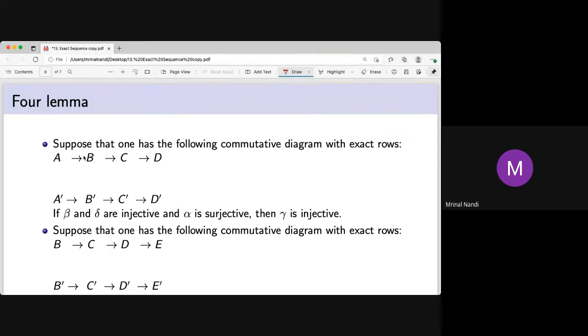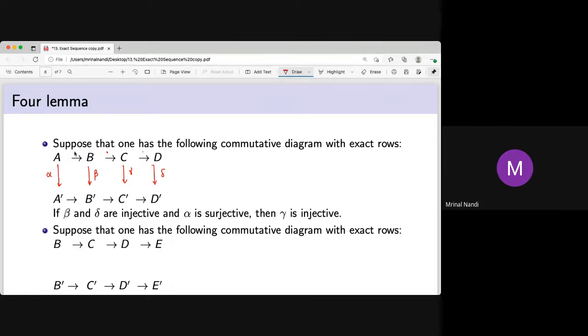So there is some function. No need of writing that function. Some function is there, and that is an exact sequence. And there is a map from A to A dash, say alpha. There is a map from B to B dash, called beta. There is a map from C to C dash, called gamma. And there is a map from D to D dash, called delta.